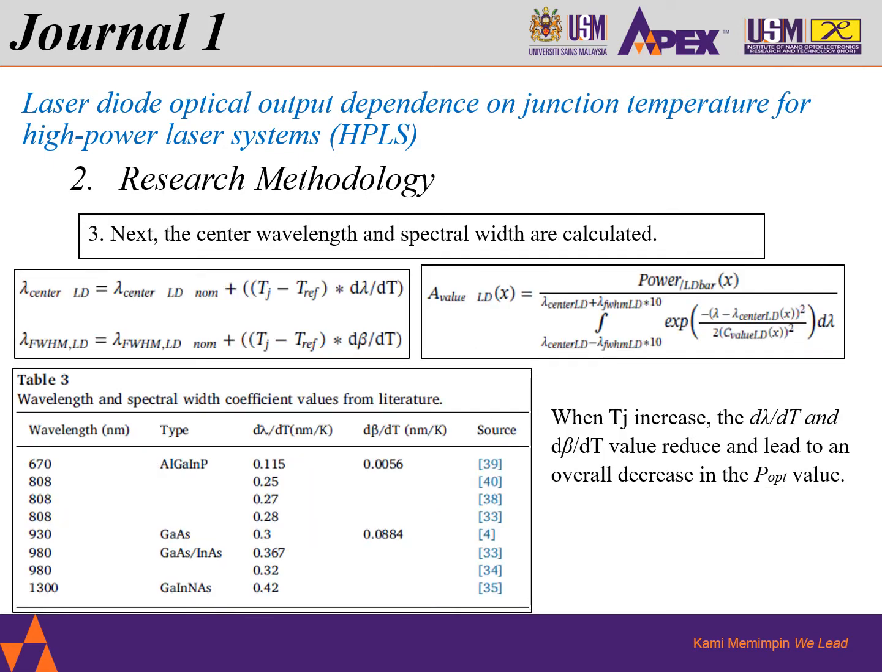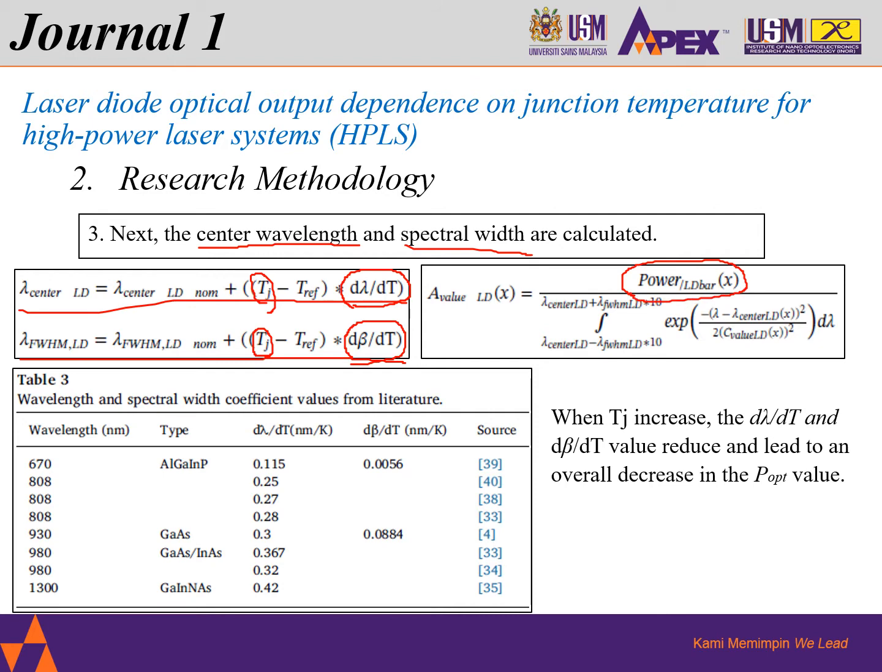So that's about the threshold current and slope efficiency interaction with the junction temperature. This slide will discuss the center wavelength and the spectral width. These are the equations of the interaction between center wavelength and the junction temperature, and also the spectral width and the junction temperature. And how will this impact the power output of the system? It is explained in this equation as well.